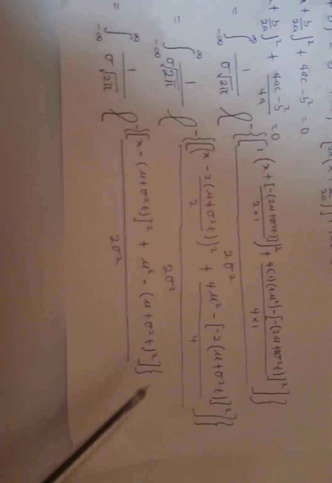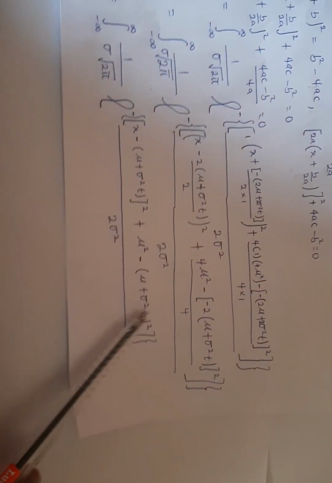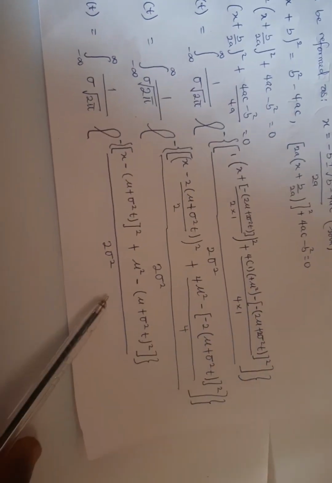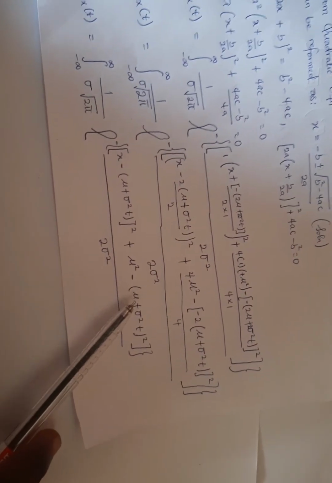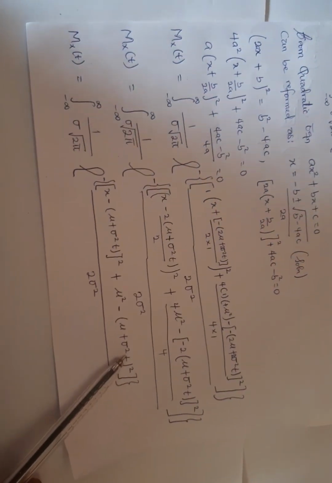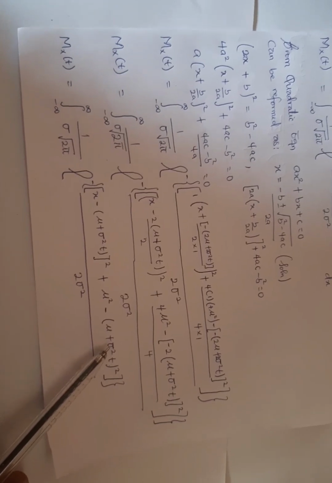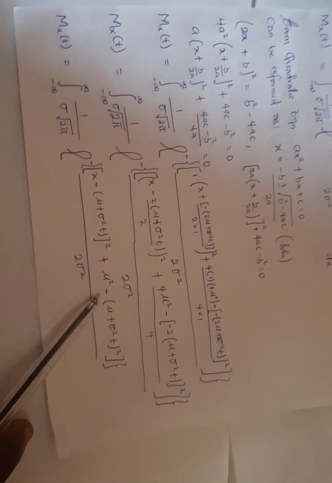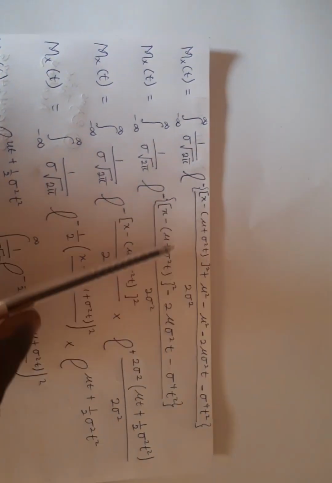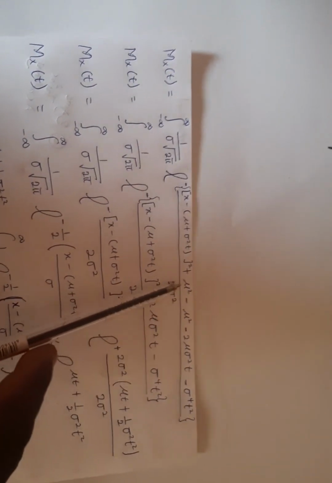I opened this bracket. This bracket, I expanded it. This bracket, if I expand this, it's going to give me mu squared plus 2 sigma squared t plus mu raised to the power 4t squared, right? Then this minus is going to affect every other expansion that I have done here, which has led to this one. Okay, so of course mu square will cancel mu square, then I'll be left with just these guys here.